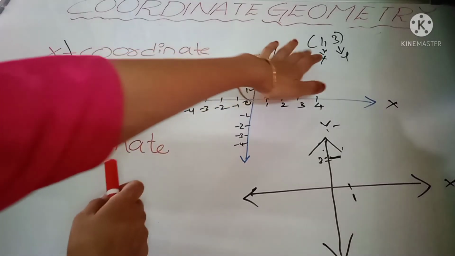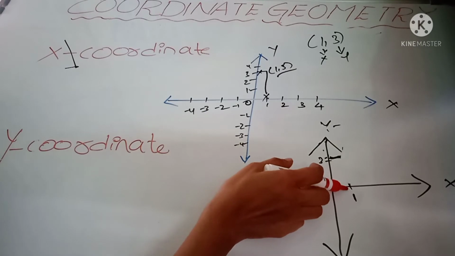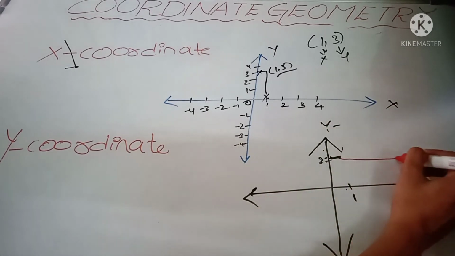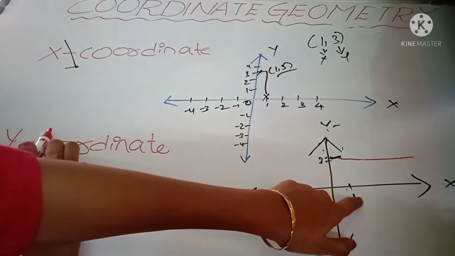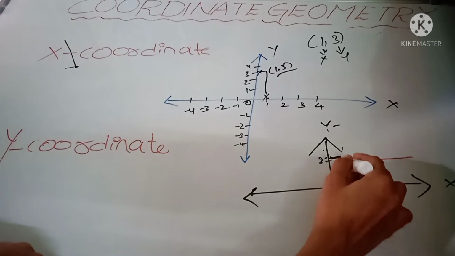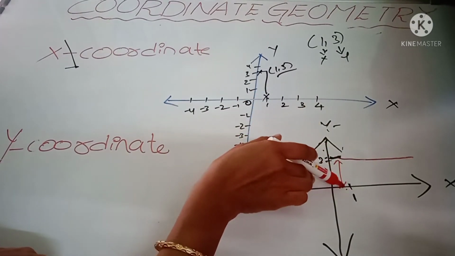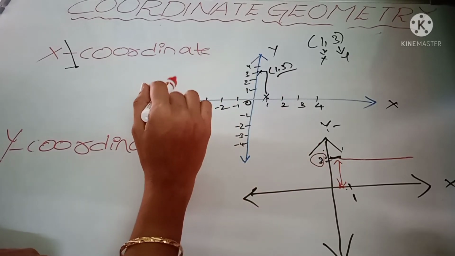So what are the given points? 1 and 3. Yes. So this is the 1 on x-axis and this one is the 3 on y-axis. So from here I am drawing a line that is parallel to x-axis. Okay, this is the line parallel to x-axis. So this is the distance. The distance of a point from x-axis is known as y coordinate.